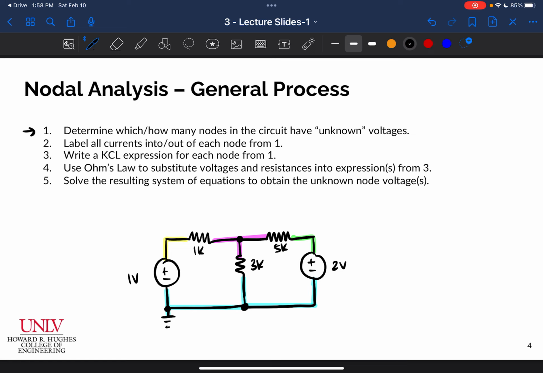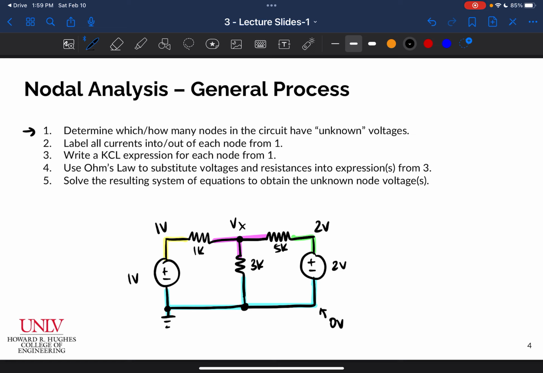Okay, so which of the nodes in this circuit have unknown voltages? Well, clearly ground is a known voltage, that's 0. And if I know that my voltage sources have ground at the minus terminal, then I know that the plus terminal is just equal to the rating for that source. And so I'm left with just one node that has an unknown voltage, and that's this middle node. So let's give it a name. Let's call it Vx. And I'm done with step 1.